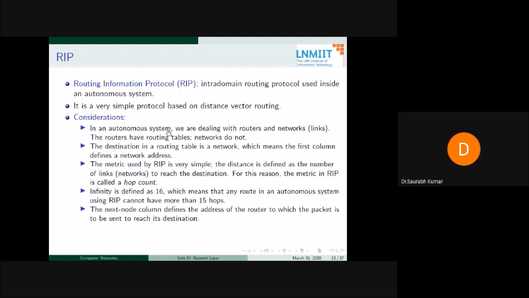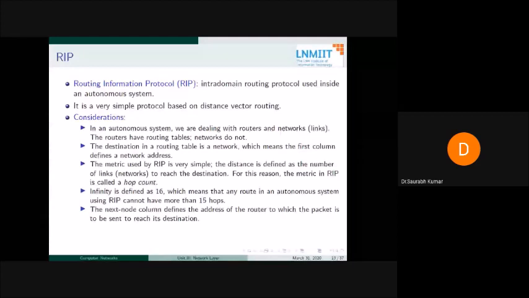That in an autonomous system, we are dealing with routers and networks. They are connected by links. The routers have routing tables, networks never have routing tables. The second consideration, or you may take this as the assumptions of RIP, is that the destination in a routing table is a network, which means the first column defines a network address. When we were discussing distance vector routing, the first column was the nodes A, B, C, D. Now in RIP, implementations differ. That was just to help you understand the guidance of distance vector routing. But in case of RIP, the first column will be the IP address or the network address.